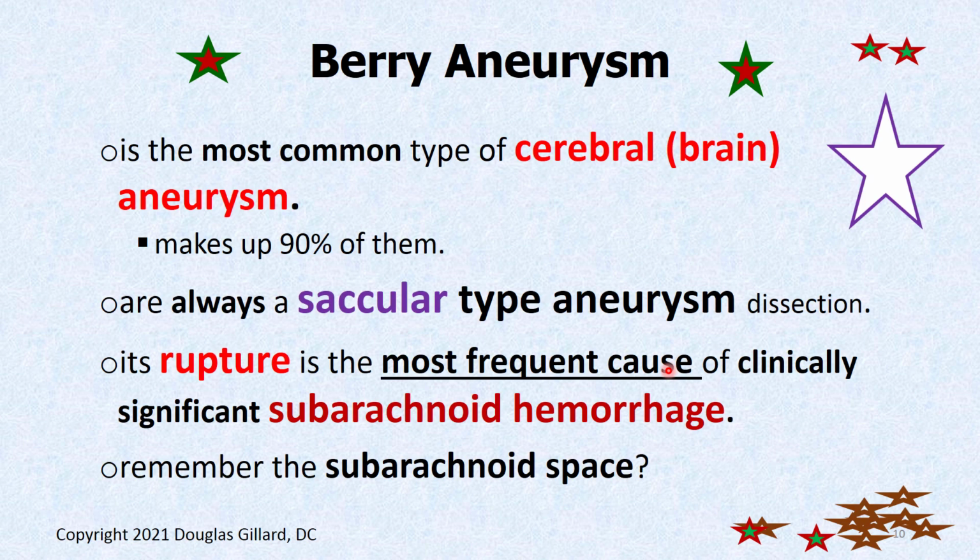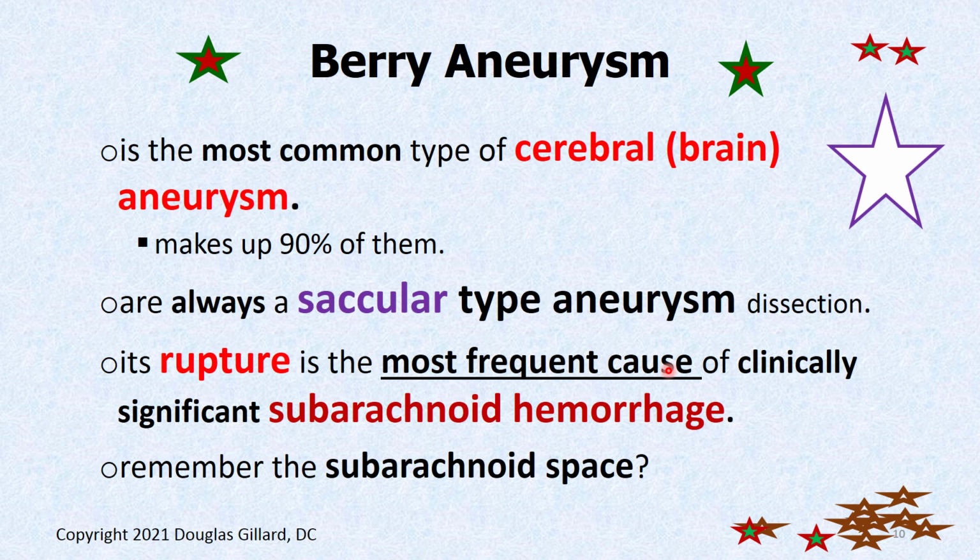Just another picture. All right, now let's get into berry aneurysms, now that our anatomy muscles are built back up. It is the most common type of cerebral aneurysm, period. Of all cerebral aneurysms that occur, and that could be in any cerebral artery, anterior, middle, posterior, any of the smaller vessels, 90% of aneurysms are going to occur in the Circle of Willis.